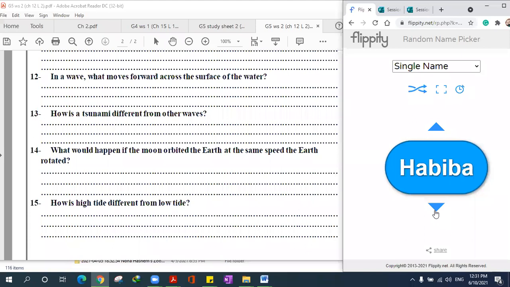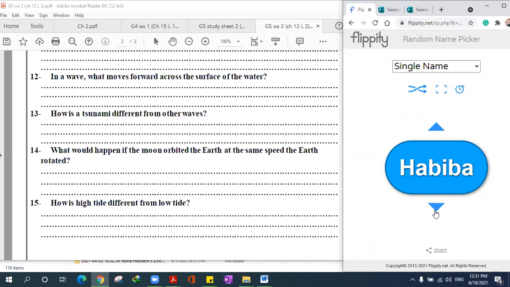Okay, let me answer this one because we only have 1 minute. What would happen if the moon orbited the Earth at the same speed the Earth rotated, which means they were moving at the same speed? This would actually be so dangerous. That means the moon would always face the same part of the planet, and high tides would continuously happen at the same point. While the moon is also moving at the same speed, every time the moon will be facing the same part, and the same part will always have high tides.